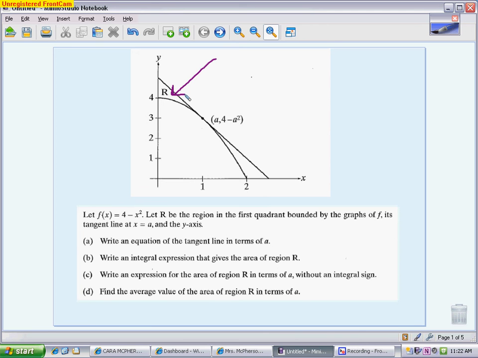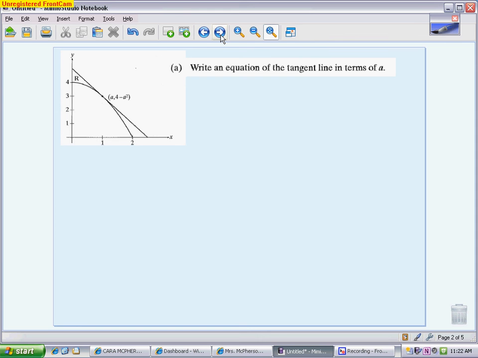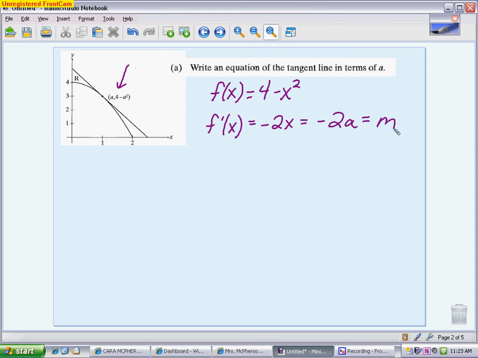So for part A, the first thing that you need when you write a tangent line is a slope. So my derivative of my function, if my function is 4 minus x squared, then the derivative of that function is negative 2x. And then they tell us the point we're working with is right here. The point is the point a, and then 4 minus a squared. So my slope, when I put a in, is negative 2a. So that is my slope. My coordinate is right here. It's the x and the y that is listed.